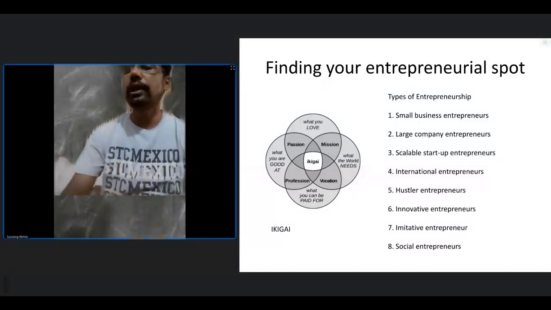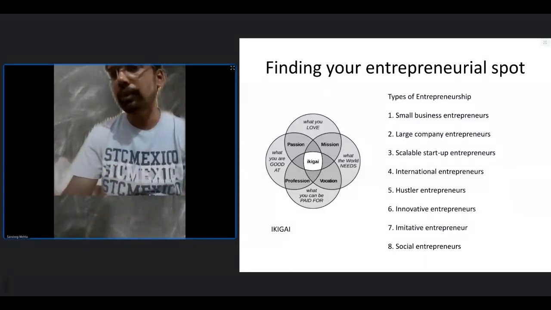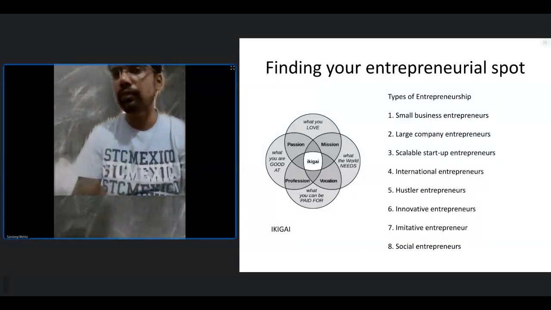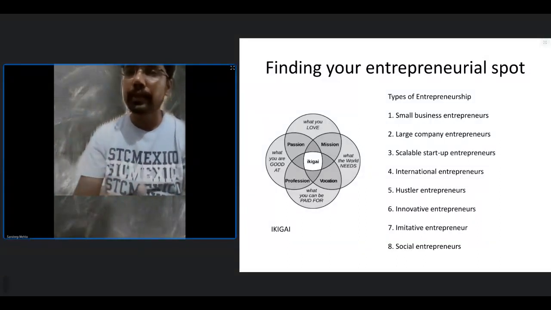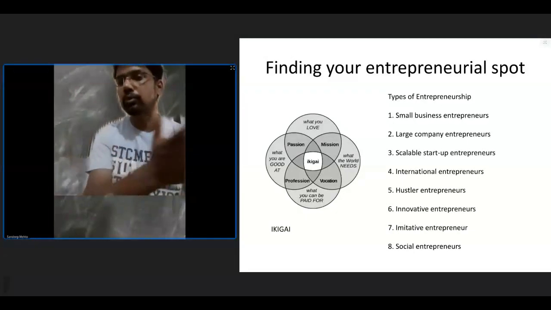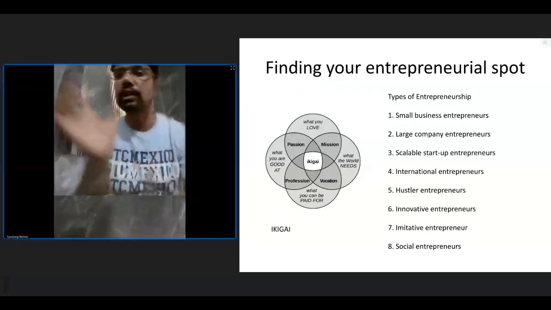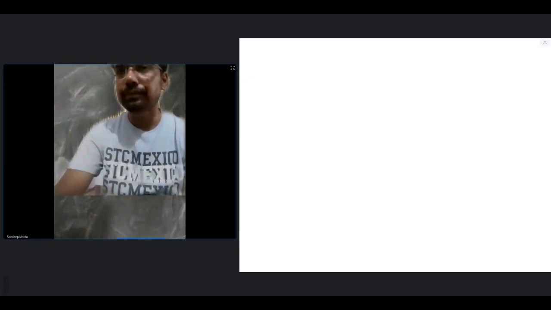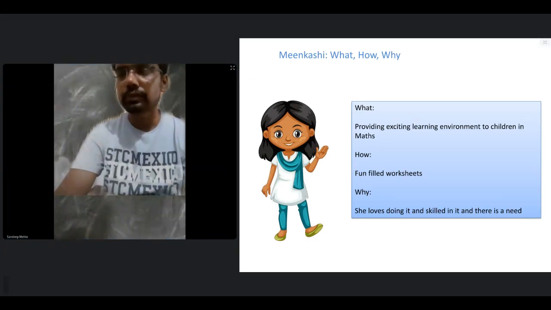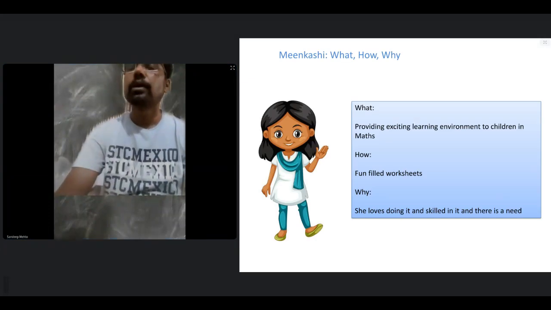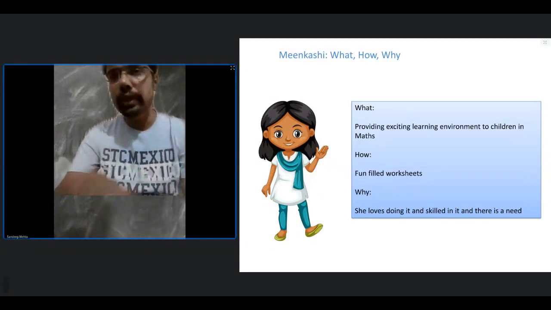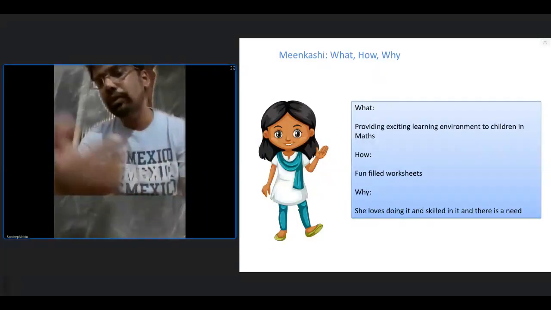What we also did in the EMP sessions was finding our entrepreneurial spot. These were the different types of entrepreneurship, as I was saying. You can identify your entrepreneurship spot through Ikigai, and then you can also identify your type of entrepreneurship. There was also a component of what, how, and why: what you are doing, how you are doing it, and why you are doing it. There was a separate session on this.